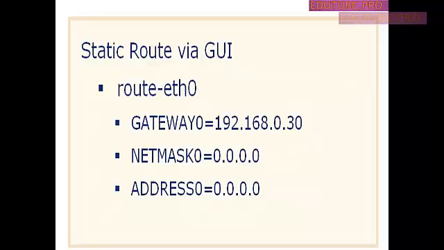If you configure static routing with the GUI network configuration tool, you can do it for IP version 4 addresses, but the result looks a little different. When I did it using the GUI network configuration tool, I get these three lines. GATEWAY0 equals my default gateway with the default network mask and network address. Those defaults are 0.0.0.0.